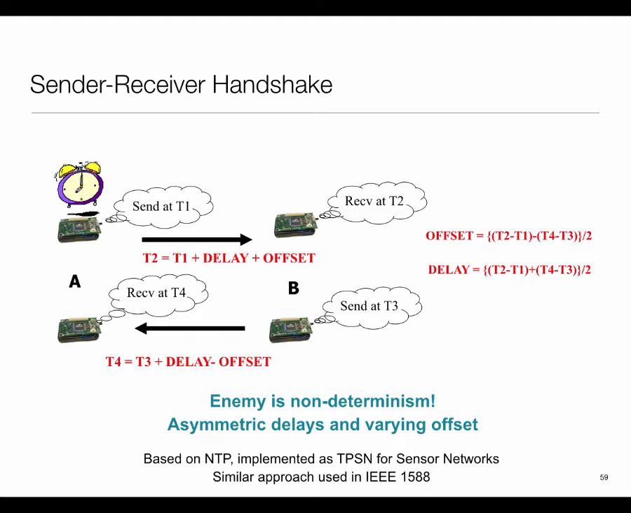You're on the right track. So let's say delay holds constant. So if delay is constant, let's say I make this measurement again, right? So I will have a new T2, call it T2 prime, equal to T1 prime plus delay plus offset prime. And then I'll have T2 double prime equal to T1 double prime plus delay plus offset triple prime, right? So I now have multiple measurements of the offset.